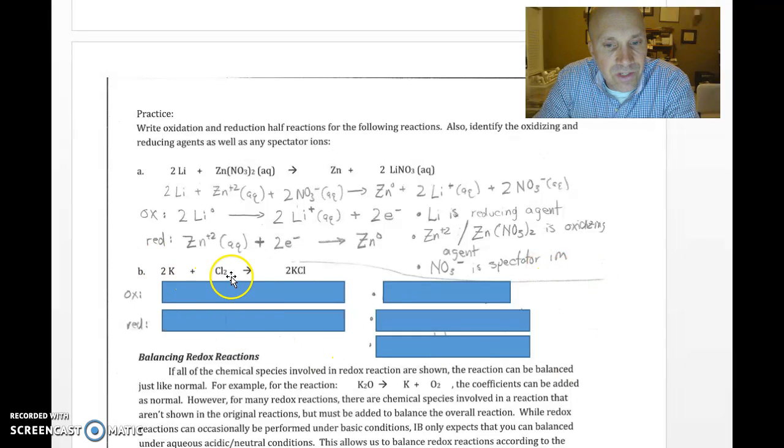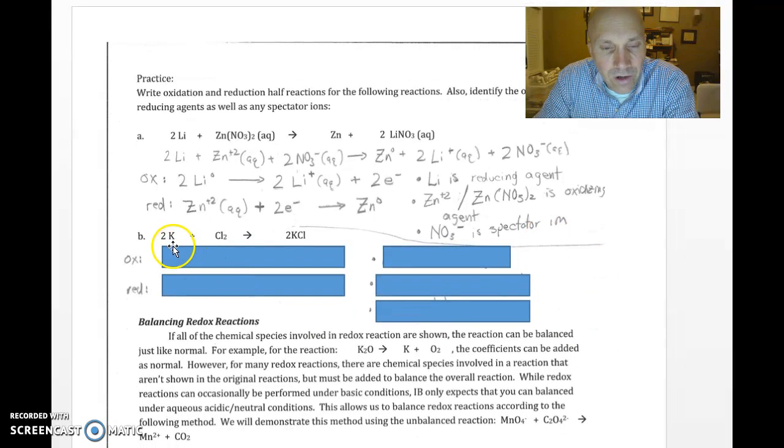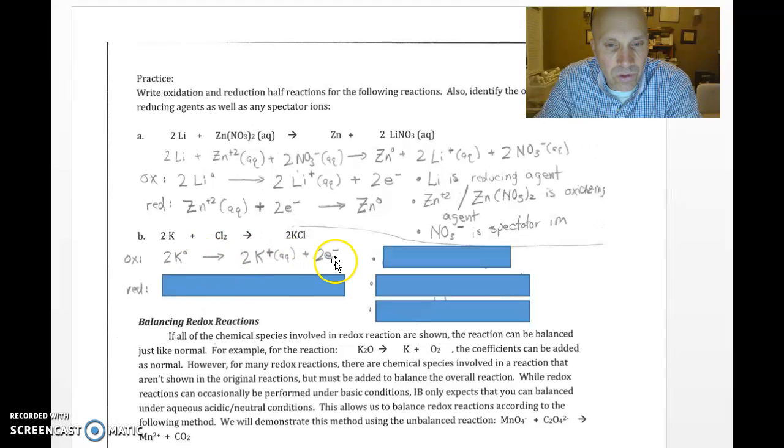All right, another example here. Let's see if we can spot, so let's look at the potassium here. It has a 0 charge and it's going to a +1 charge. That's the charge that it would have in potassium chloride. So a 0 to a plus, that is an oxidation. So here's what that half reaction would look like. Notice the 2 electrons. That's actually what is given up by these atoms when they get oxidized.